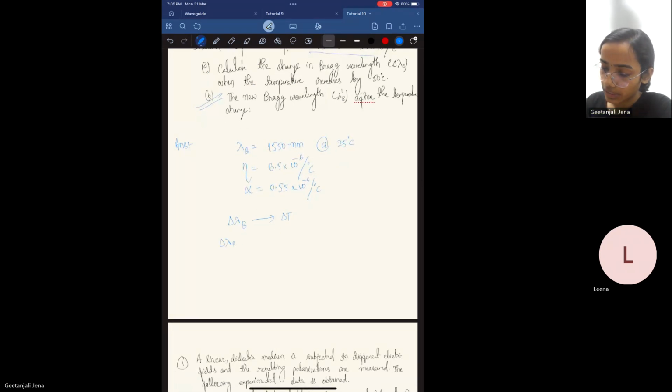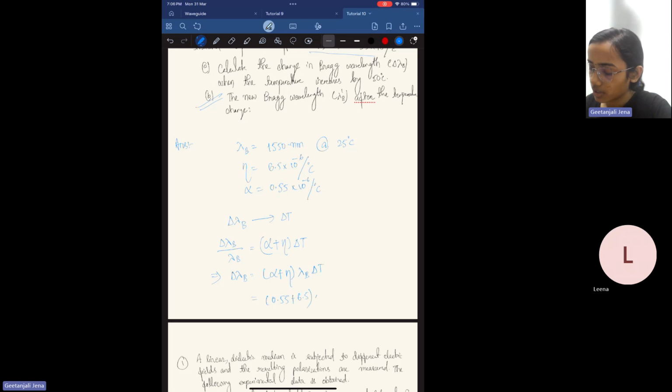If you recall, we have an expression: delta lambda B by lambda B is the sum of the thermo-optic and thermal expansion coefficients multiplied by delta T. All of the parameters are given: alpha, eta, lambda B and delta T. So alpha is 0.55 plus eta is 6.5 into 10 to the minus 6, and delta T is 15 degrees Celsius, and lambda B is 1550. So this will come around 0.45564.